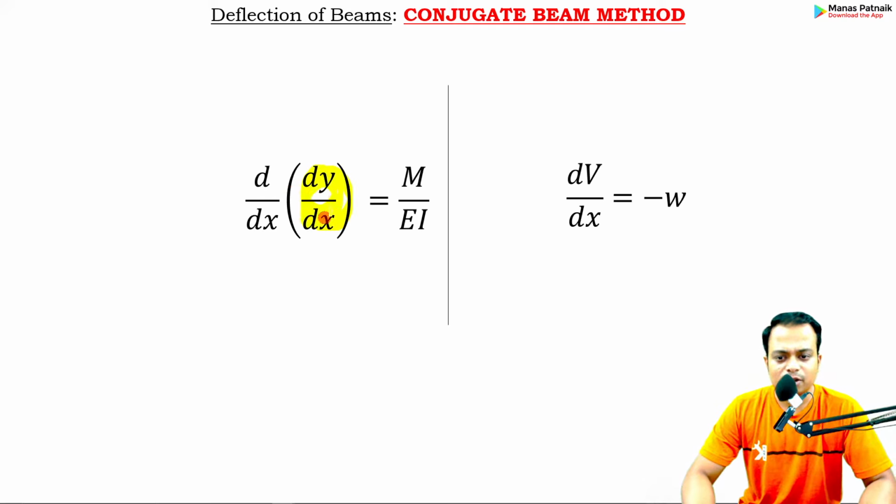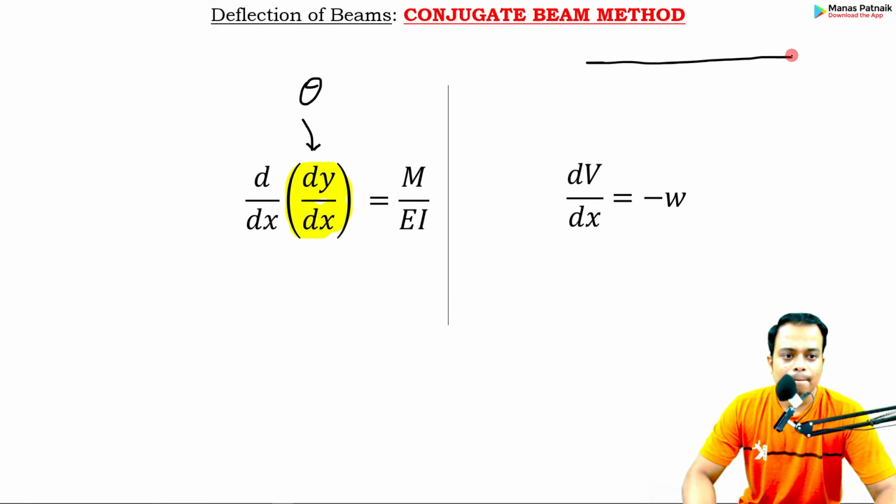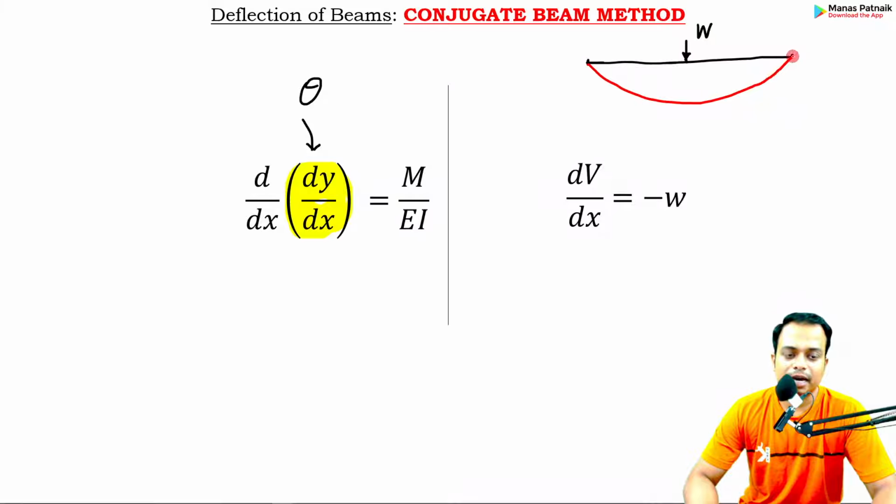And what about dy over dx? What can you replace this with? Sir, dy by dx is nothing but the slope. Is that really true? If you watch, let's say this is our beam, and after applying some kind of load, let's say that load happens to be W, this is the new position of the beam. This becomes the new position of the beam. Again, I am exaggerating.